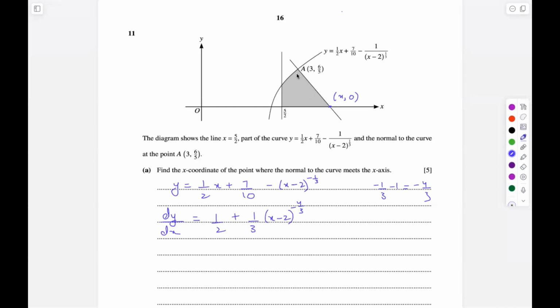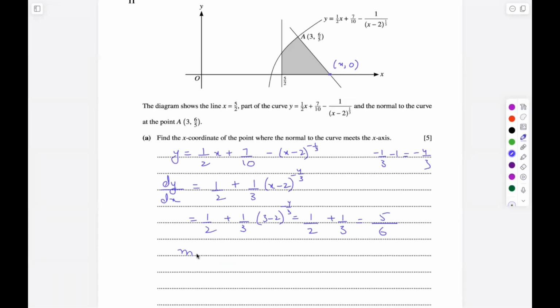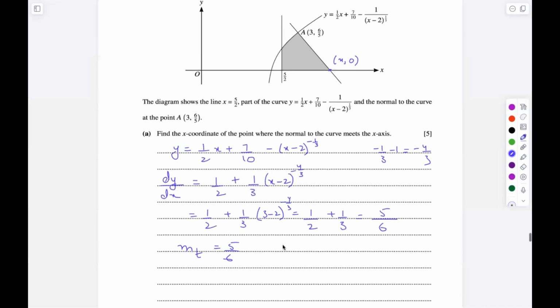Now the x value at point A is 3, so this will become 1/2 + 1/3 into (3 − 2) to the power −4/3. So 1 to the power −4/3 will be 1. So the gradient will be 1/2 + 1/3, which is equal to 5/6. The gradient of the tangent is 5/6, as dy/dx gives the gradient of the tangent. So the gradient of the normal will be the negative reciprocal, which is −6/5.